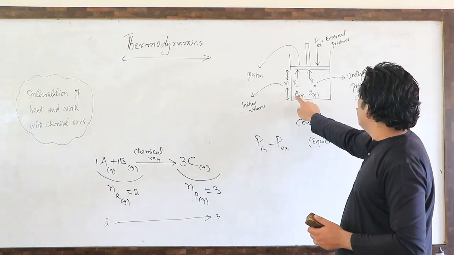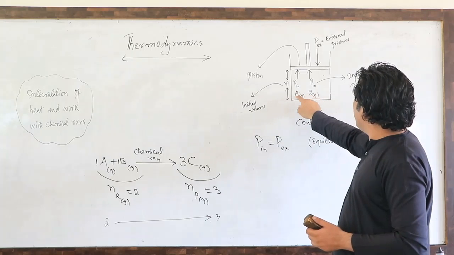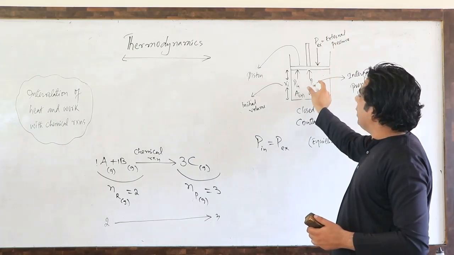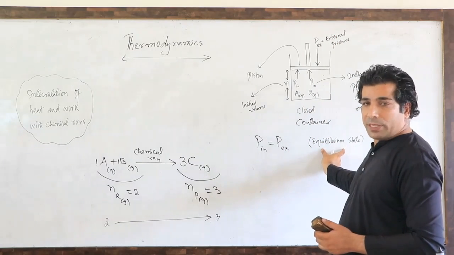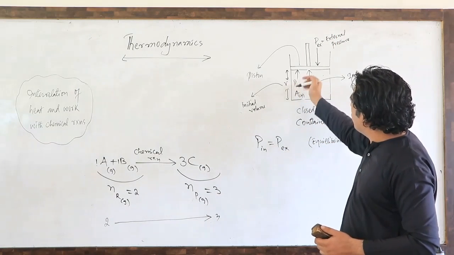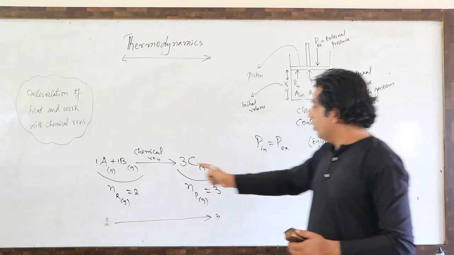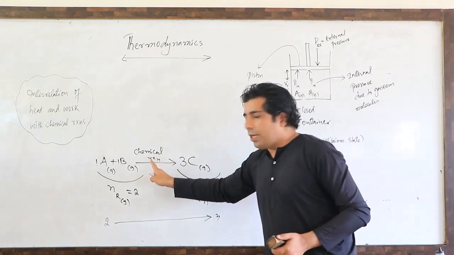Here I have 2 moles A and B. So when the 2 moles of A and B are there, at that time what happens? The P external was equal to P internal. So the system was at equilibrium. And let us suppose that VI, which was here, is the initial value. Correct or not?